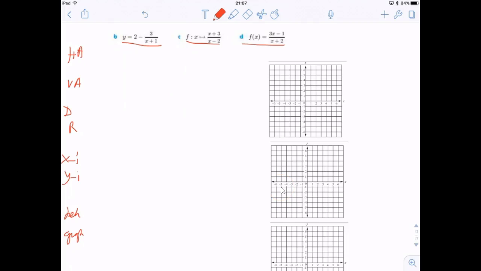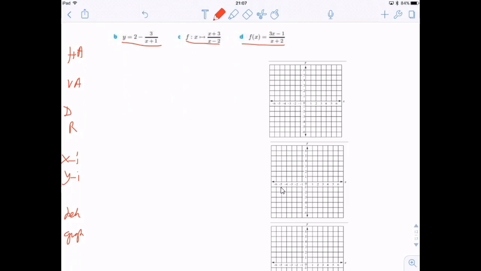Page 12 of functions. We're going to graph these three functions, B, C, and D. So we're going to go through and figure out different characteristics of the functions that are going to help us graph those. Just to make things go a little faster, I'm going to figure out each characteristic for each of these functions one after the other.